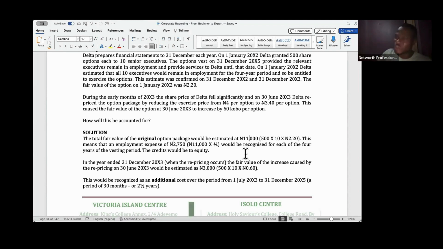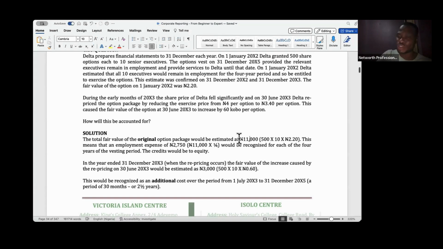So the equity reserve will just be increasing by that 2,750 until at the end of the 4 years it's going to be 11,000. So that you will do. But in this question now, we're only doing 2002 and 2003 because that is the only estimates they give us. So in 2002 now, we will get 2,750. And that is it for 2002.